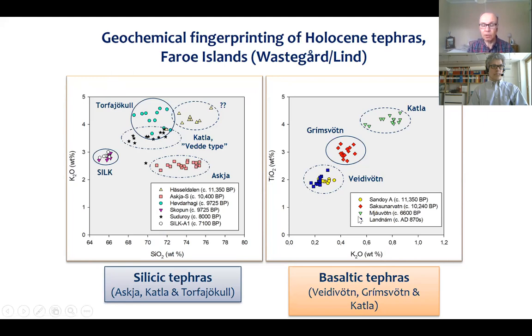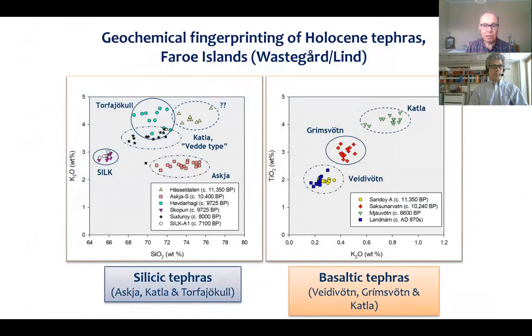Some of them are more difficult. Some are very active. Grímsvötn, for example, has an eruption on average every 10th year. And the products, the ash particles, seem to have the same composition for every eruption.